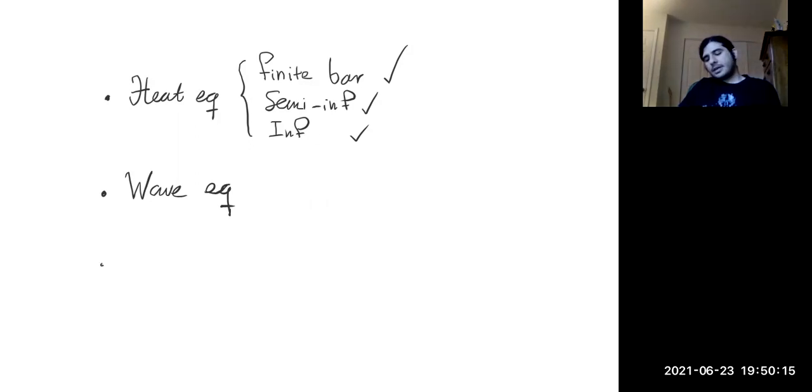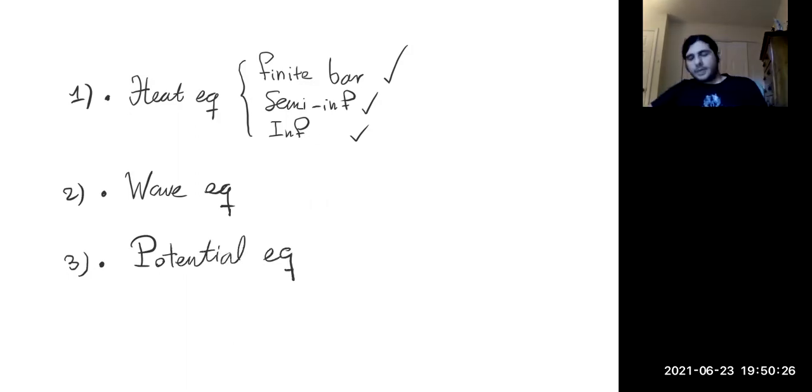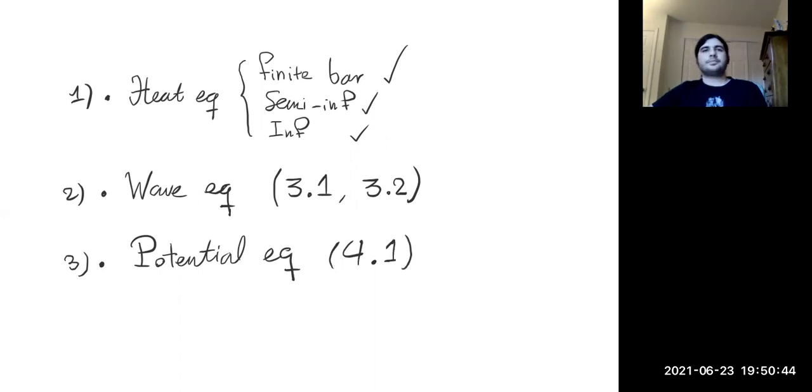Now we are going to see a third example, a third equation called the potential equation. As you know, we are not really following the book. If you would like to take a look at the book, for the wave equation we talked about sections 3.1 and 3.2. Now we are going to look at the potential equation, which is section 4.1. If there isn't any question, we can continue with the potential equation. Let's start.